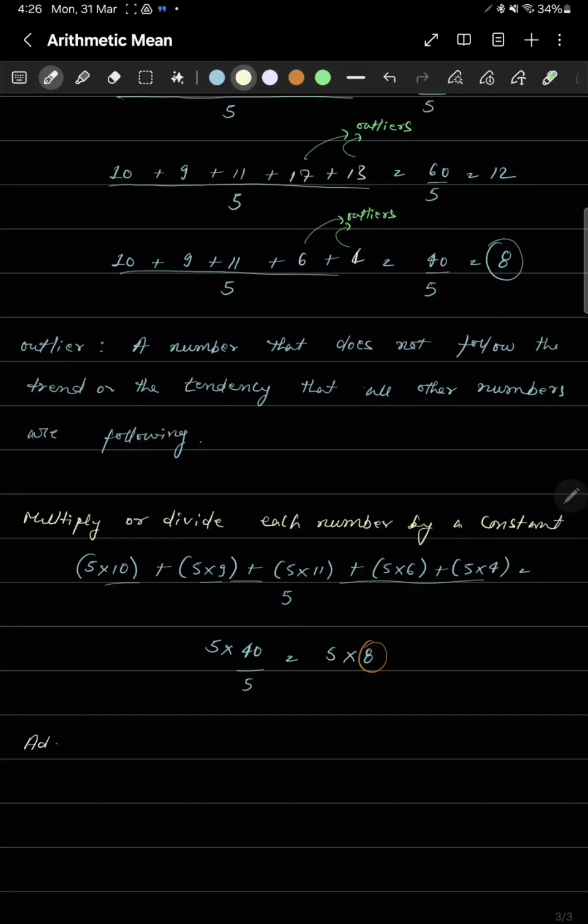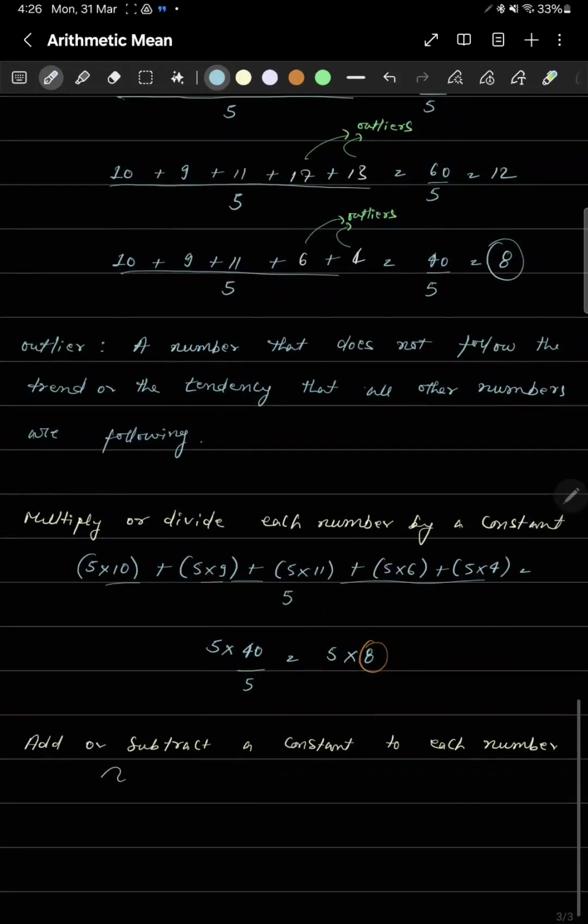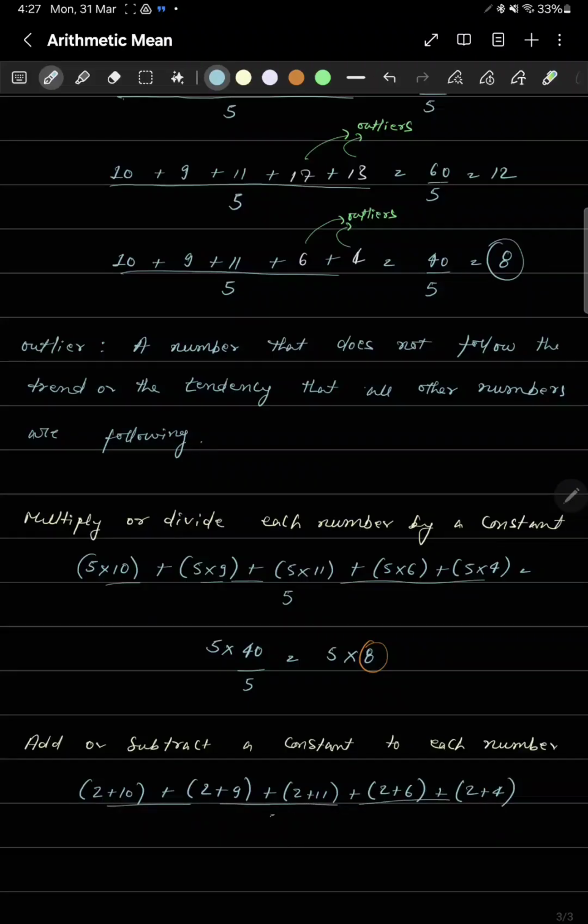What if we add or subtract a constant to each number? Okay, so let's say 2 plus 10 plus 5 plus 2 plus 9 plus 2 plus 11 plus 2 plus 6 plus 2 plus 4 over 5.